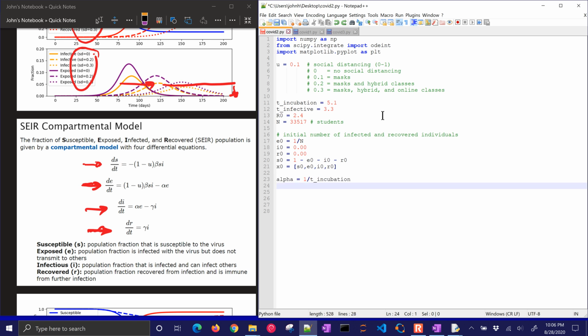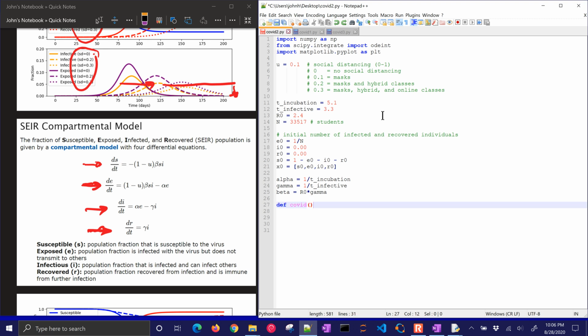And then I'm going to calculate an alpha value. Okay, this is how they go from exposed to infective. And then gamma is going to be how they go from infective to recovered. Okay, so T infective is how long they're going to be infective to others. And then beta as well, this is the R0 value times gamma that we're going to use for the beta value in terms of susceptible to exposed.